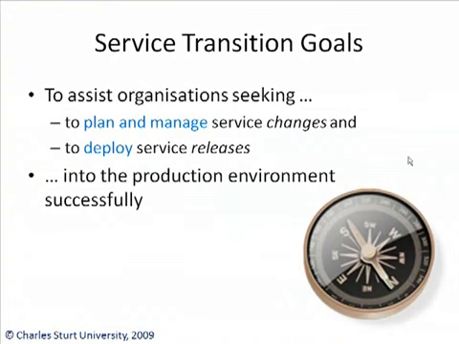So what does it say on the slide here? It says service transition goals. So this is what we're aiming for if we're reading the volume service transition. It says to assist organizations seeking to plan and manage service changes and to deploy service releases into the production environment successfully. So just highlighting some words, it's about planning, it's about managing changes, it's about deploying a number of changes together, also known as releases.